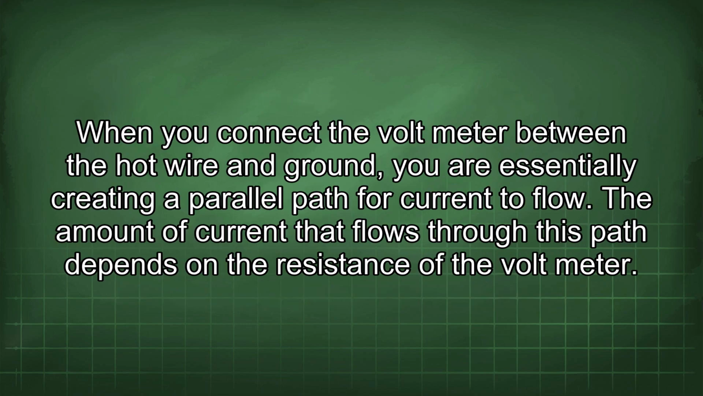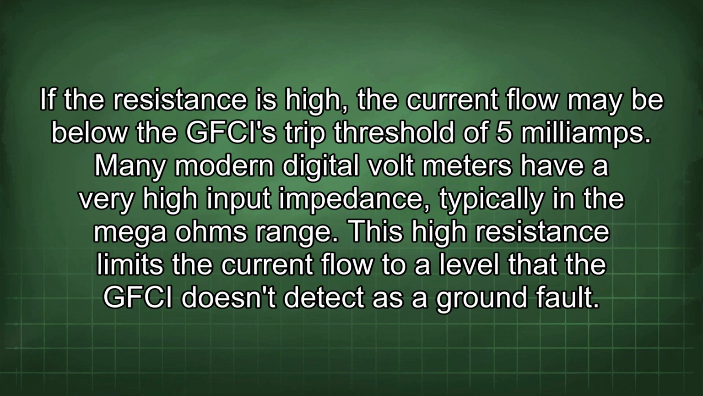When you connect the voltmeter between the hot wire and ground, you are essentially creating a parallel path for current to flow. The amount of current that flows through this path depends on the resistance of the voltmeter. If the resistance is high, the current flow may be below the GFCI's trip threshold of 5 milliamps. Many modern digital voltmeters have a very high input impedance, typically in the mega-ohms range. This high resistance limits the current flow to a level that the GFCI doesn't detect as a ground fault.